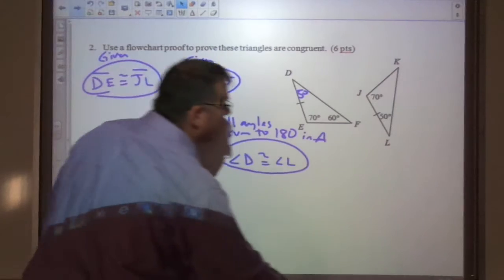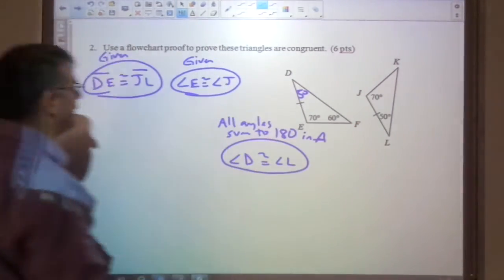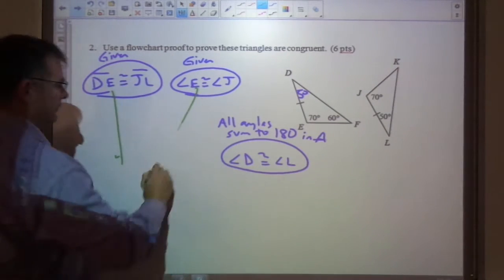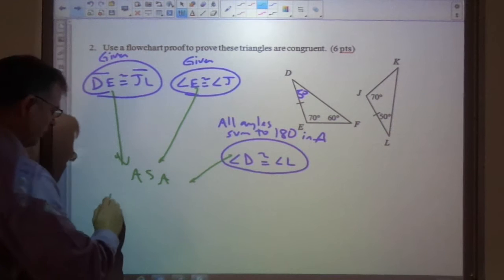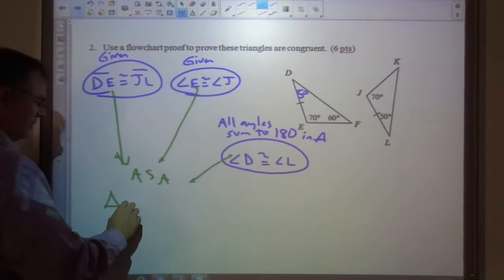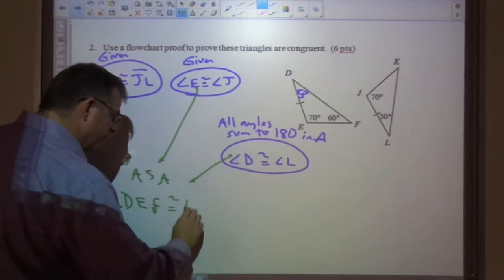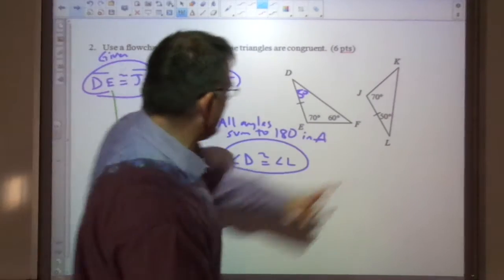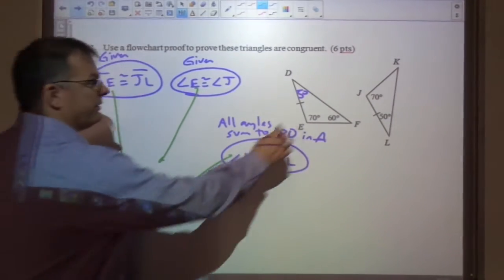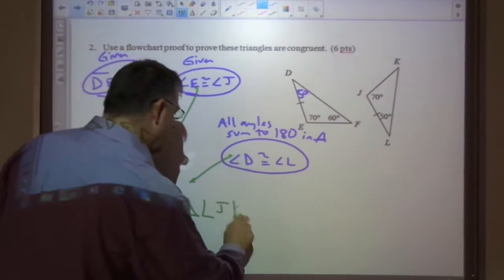And now we've got an angle that's the same, we've got a side that's the same, we've got another angle that's the same. So by angle, side, angle, we know that triangle, let's call it DEF, is congruent to triangle the one that matches with D is L, the one that matches with E is J, the one that matches with F is K.